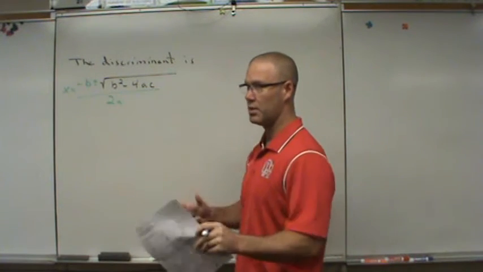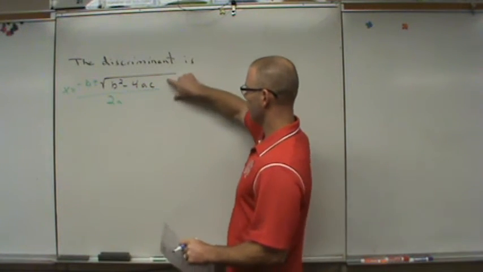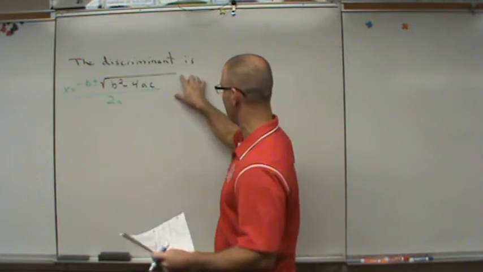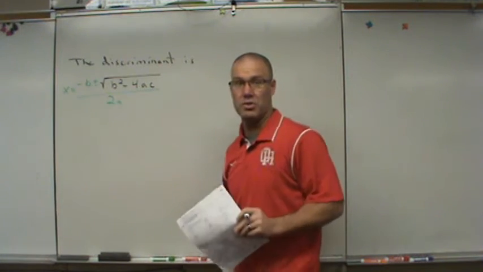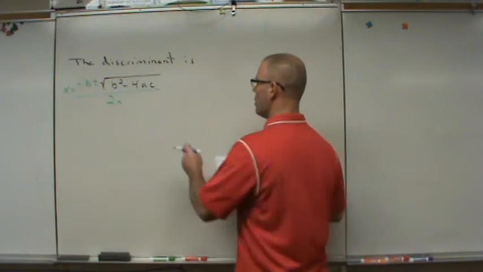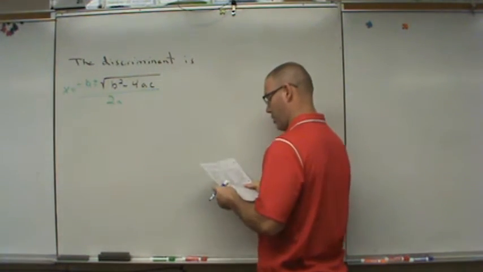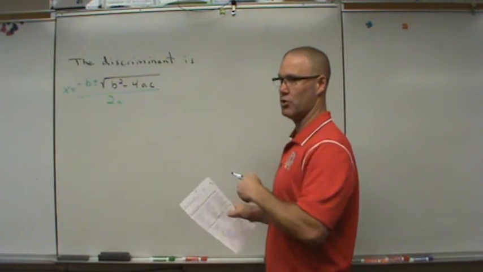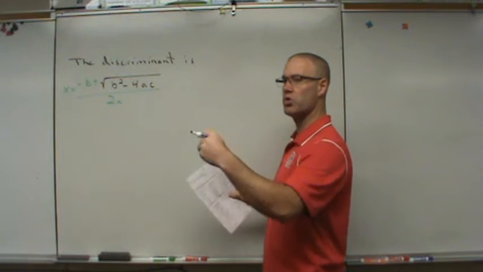Well, first of all, what is the discriminant? The discriminant is the radical, b squared minus 4ac. They call that the discriminant. Why? I don't know, they just do. Right? We're going to use this part, the discriminant, to determine the nature of the roots. What do we mean by the nature of the roots? The nature of the roots are solutions.